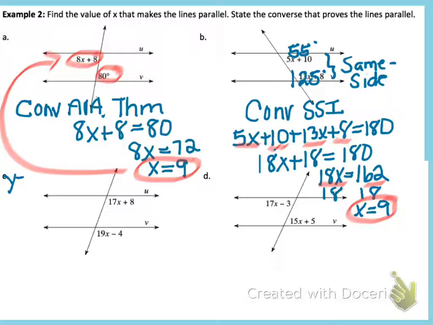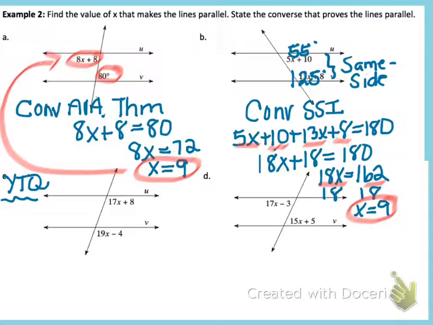So just to recall what the directions are. The directions are to figure out what the value of x would have to be to make the lines parallel, and then state the converse property, theorem, or postulate that would be used to support that lines were parallel. So again, you're going to be solving and writing some sort of equation.